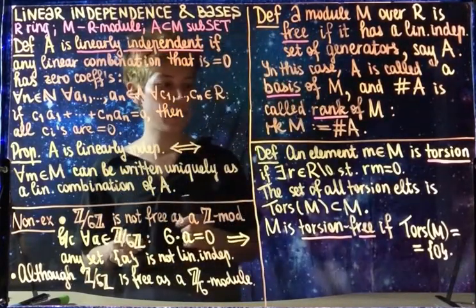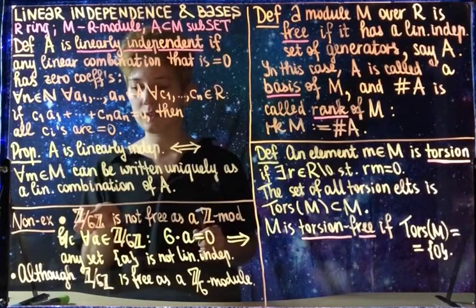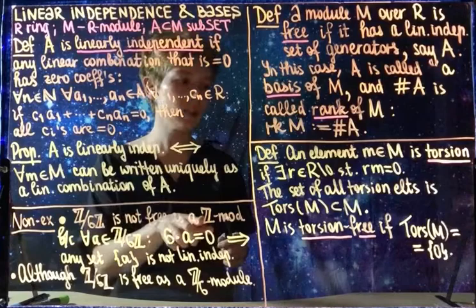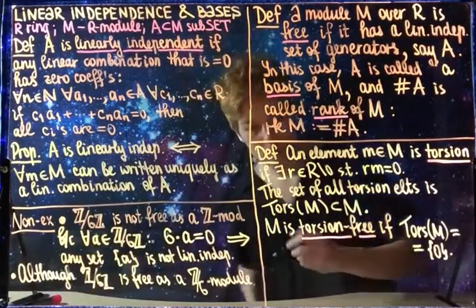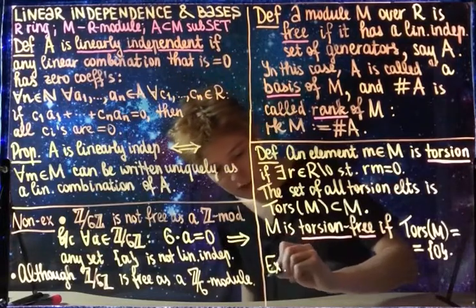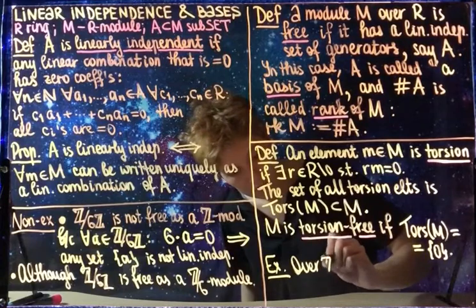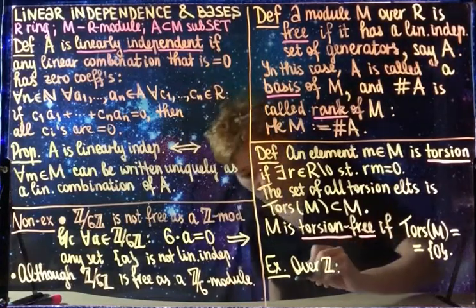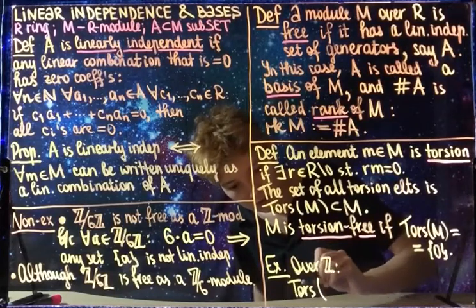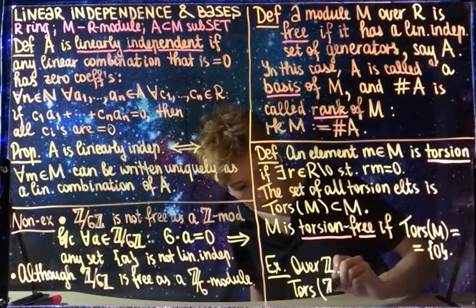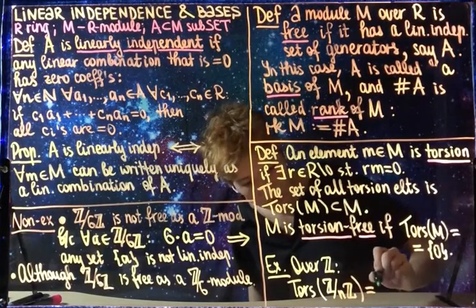And you can see that, for example, any element in Z mod 6Z over Z is a torsion element. So for example, as Z-modules, tors of Z mod nZ: all elements here are torsion.